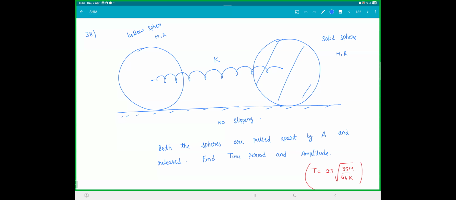Great. Anyone got the answer for this thing? I gave you the answer for time period. How do you get the amplitude? Anyone got it? If you got it, you can just say yes or thumbs up or something. Or you guys forgot to solve the question. Amplitude 12a by 35. I don't remember the answer. 35 aaya kya? That was unexpected.